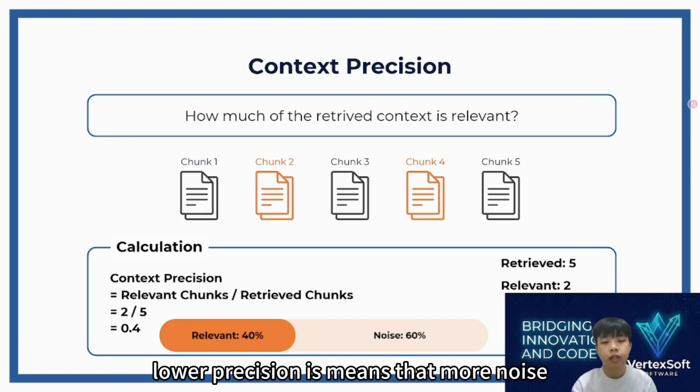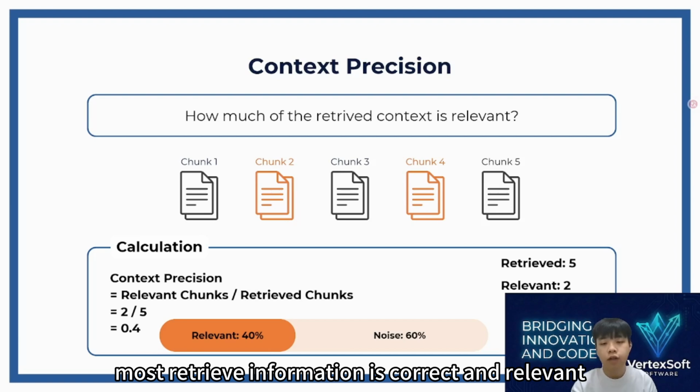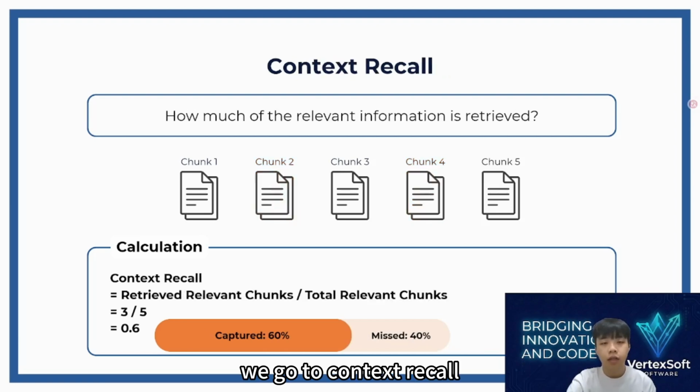Lower precision means more noise and less useful information. But higher precision means that most retrieved information is correct and relevant. Next, we go to context recall.